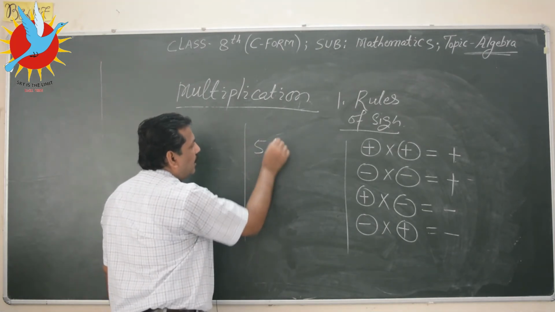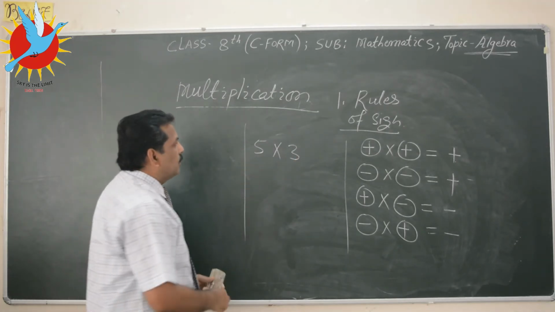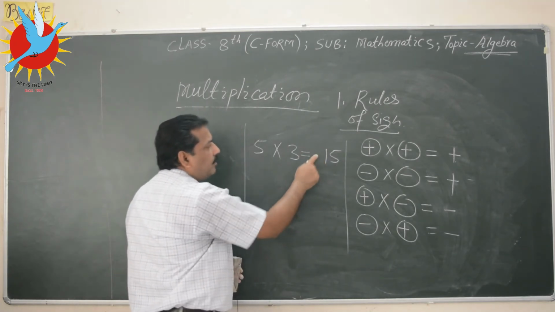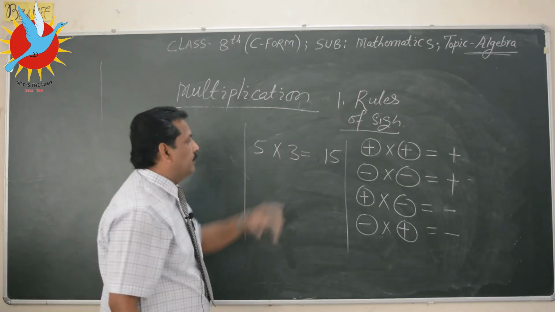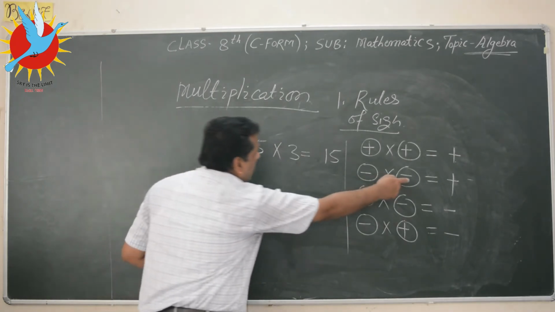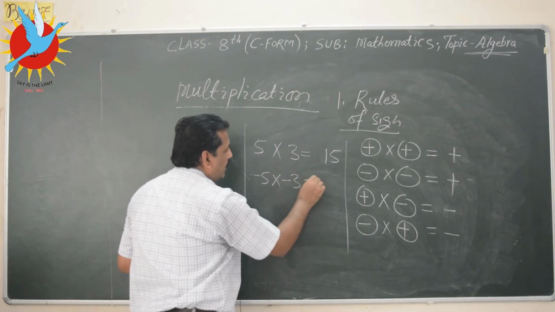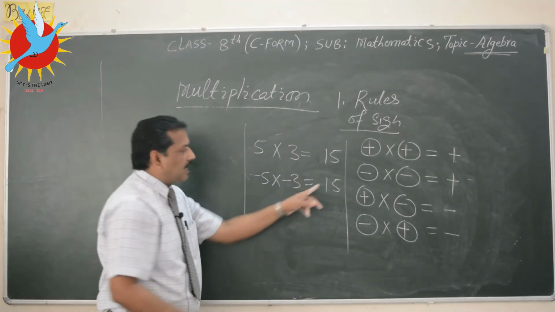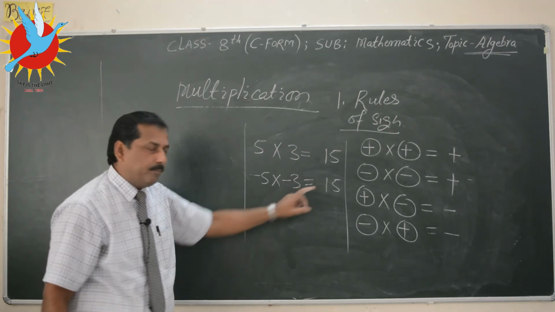So 5 multiplied by 3, both figures are positive. So 5 3s are 15, and what is the sign of 15? Plus. We may write plus, or we may not write. So understood, it is plus. What about minus and minus? Minus 5 multiplied by minus 3. So 5 3s are 15. And what about the sign of this product? Minus into minus is plus. So here it is understood that plus sign is there.